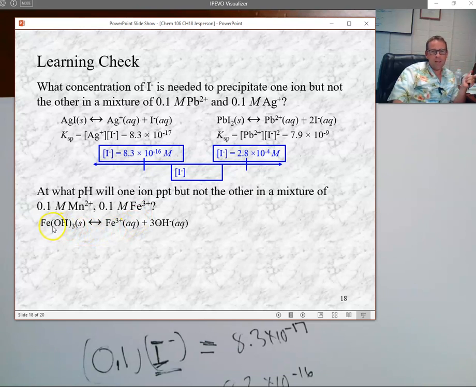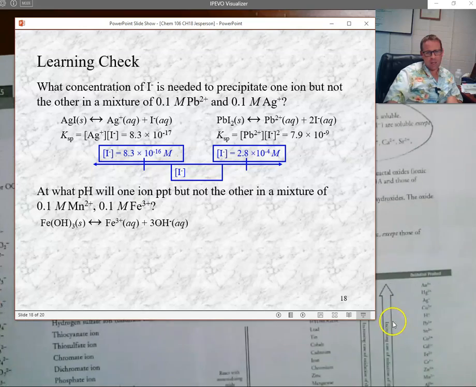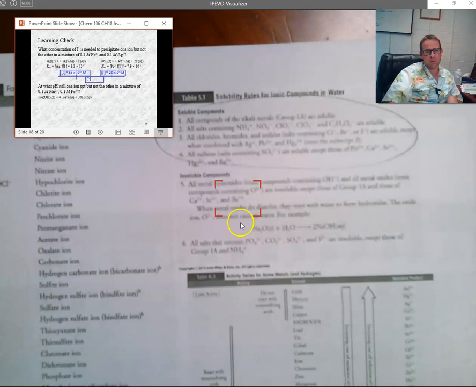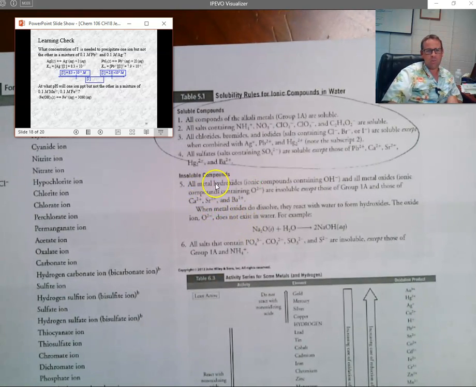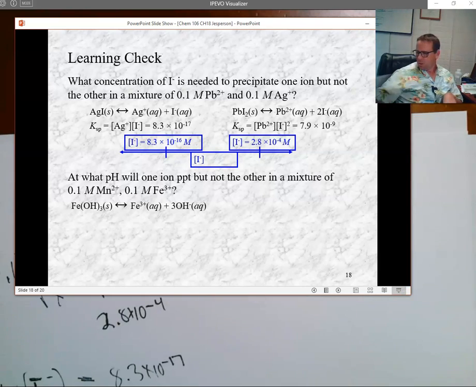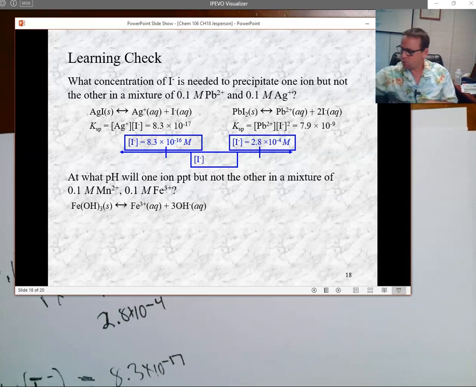Well, the way that altering pH precipitates out metals is by the presence of the hydroxide ion. Because, not that I needed to remind you, but Rule 5 here: all metal hydroxides are insoluble except for group 1. So therefore, metal hydroxides are insoluble. And identifying the concentration of hydroxide ion can be done simply by knowing the pH of the solution.